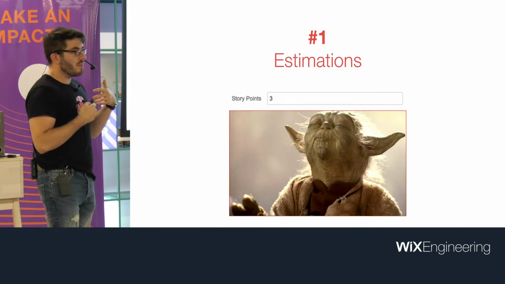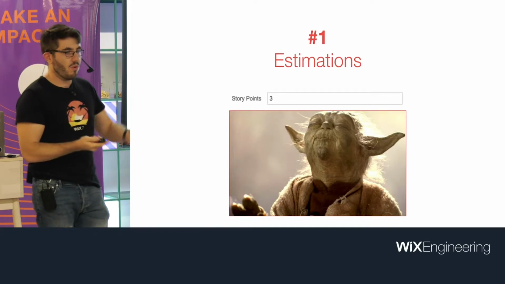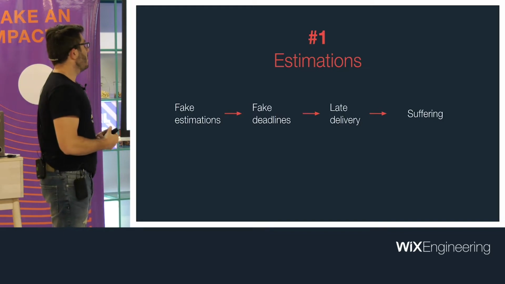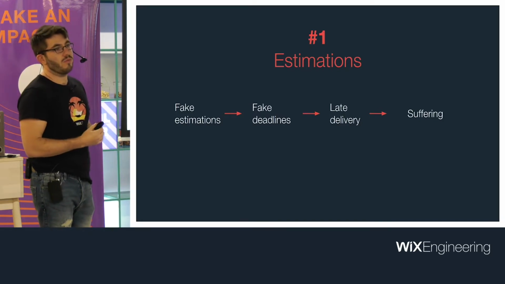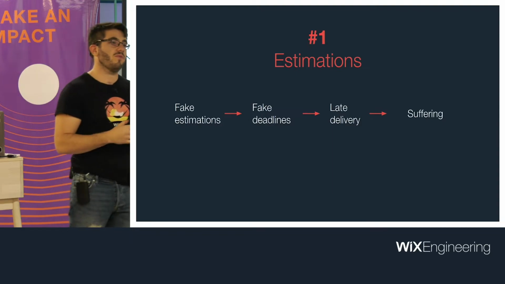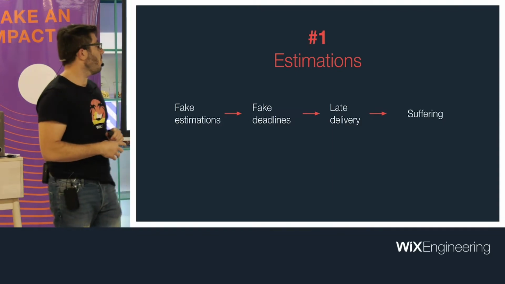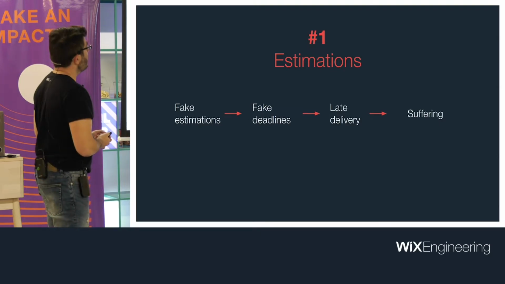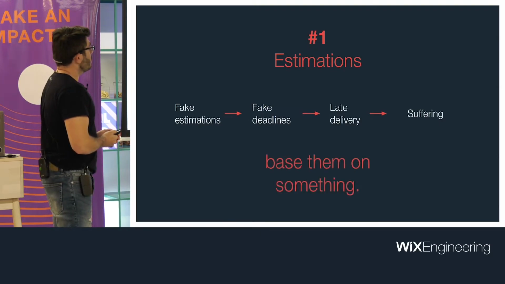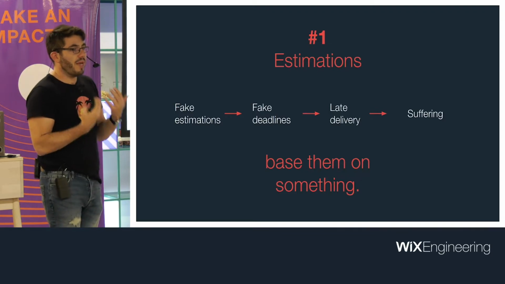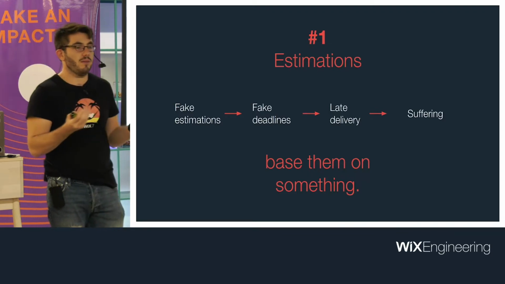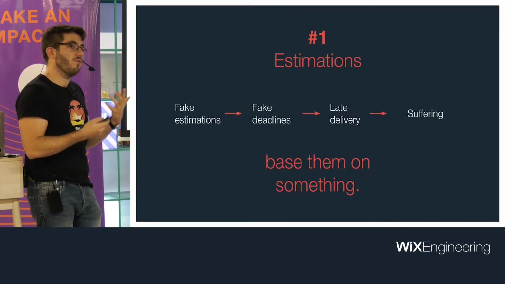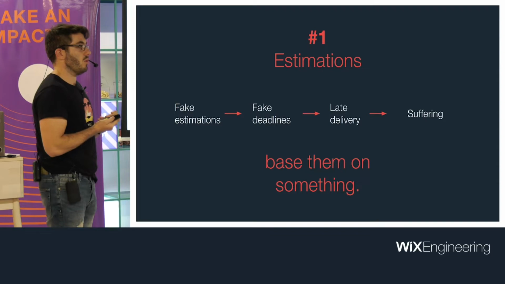But the problem with those random numbers that we throw out there is that they're fake. Okay, they're not based on anything. And those fake estimations evolve into fake deadlines, and those fake deadlines eventually evolve into late deliveries, and then we all suffer. So what we should do is base those estimations on some facts, okay, on something. Okay, and later we will see some stuff we could do in order to make our estimations more concrete.